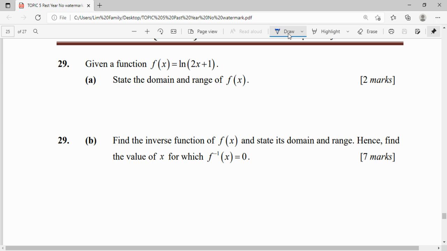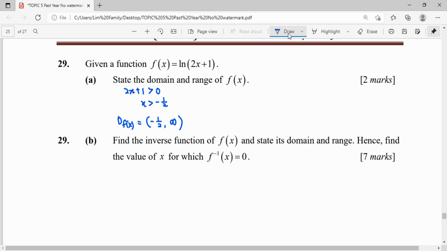So for log, what the log brings here in the bracket, it should be greater than 0. So x should be greater than negative half, negative 1 over 2. So therefore our domain of the function will equal negative 1 over 2 to infinity.